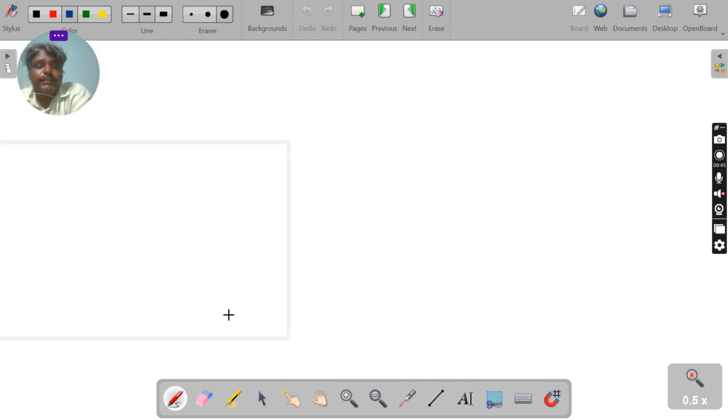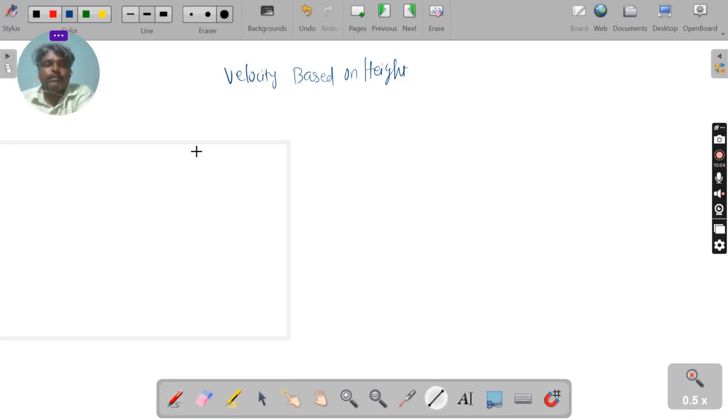velocity based on the height. ஹைட்டை பொறுத்து வெலாசிட்டி எப்படி மாறுது. இப்போ ப்ரீவியஸ் டைமை பொறுத்து பார்த்தோம். இப்போ ஹைட்டை பொறுத்து பார்க்க போகிறோம். Again I draw the diagram.